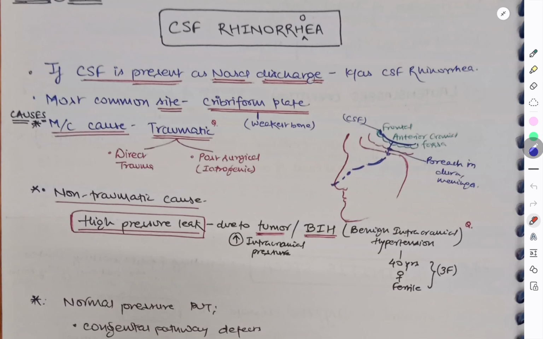Which is the most common site? The most common site is the weakest bone, that is the cribriform plate. And the most common cause is usually traumatic. It can be direct trauma or post-surgical, that is iatrogenic.